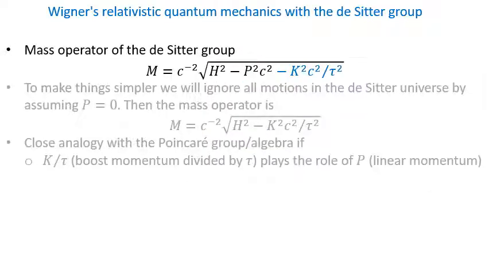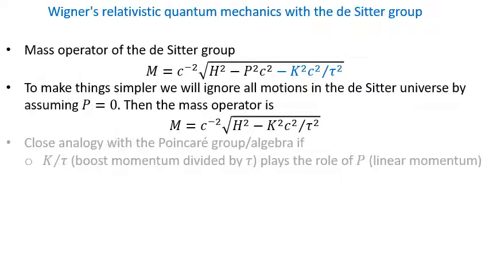After we specified the symmetry group and the algebra, we can simply repeat all Wigner theory calculations and elaborate their physical consequences. For example, the mass operator of the de Sitter group differs from the Poincare mass by the term shown in blue.